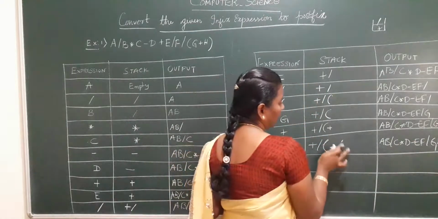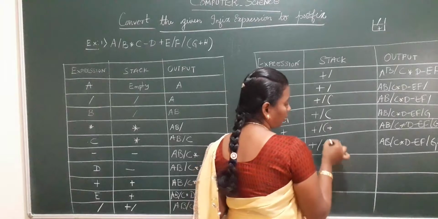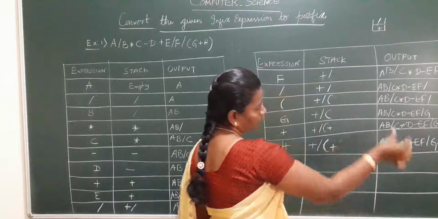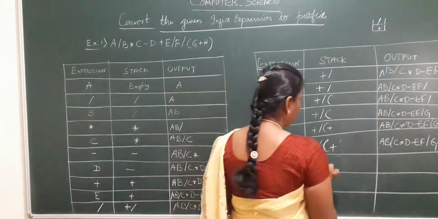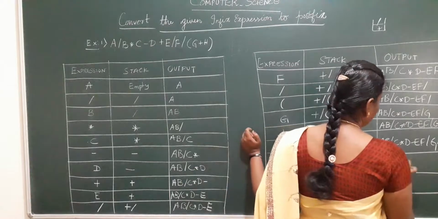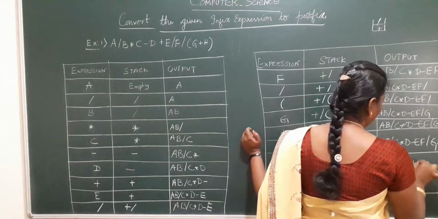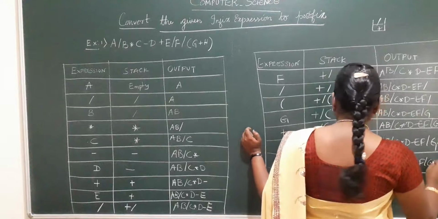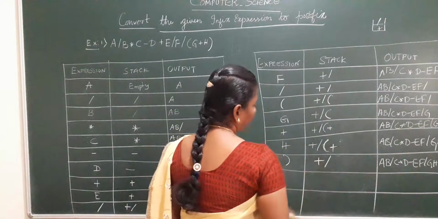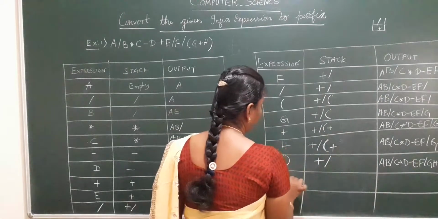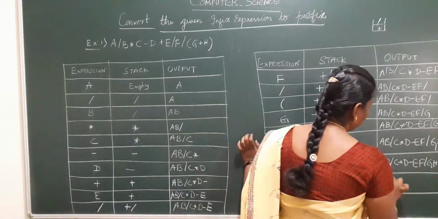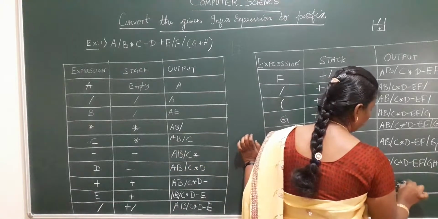This will get cancelled. When I encounter a closing bracket, you need to pop out till you encounter the opening bracket. Whatever is there in between closing and opening bracket, that has to go to your output. If that happens, only plus and this division will be left out. So A, B, slash, C, star, D, E, F, slash, G, H, plus, okay, this will be left out. Now in the next step, what will happen? This will be empty. So I need to pop out first this one, that is the division operator.